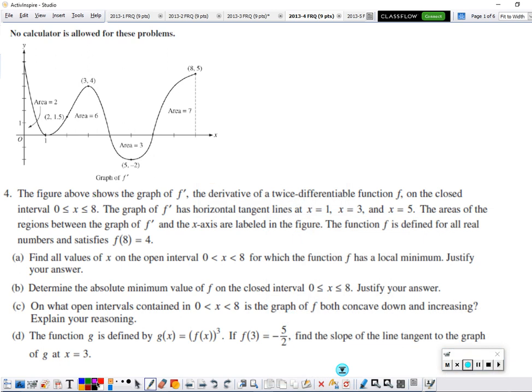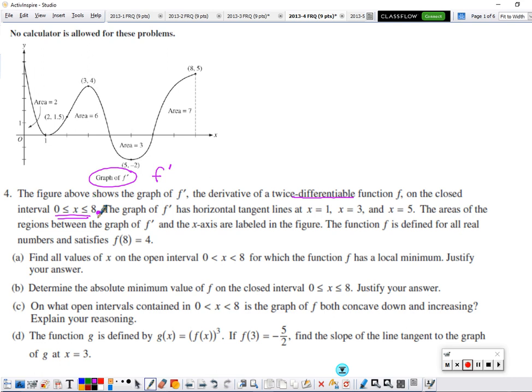Figure above shows the graph of f prime. So I would make sure I don't forget that that's f prime, the derivative of a twice differentiable function f. That's sometimes important. On the closed interval 0 to 8. Okay, there's a period, so I stop, make sense of what I've got. So this is f prime, 0 to 8, good.